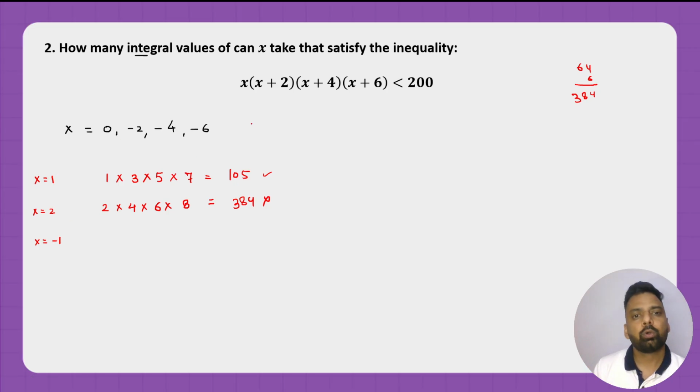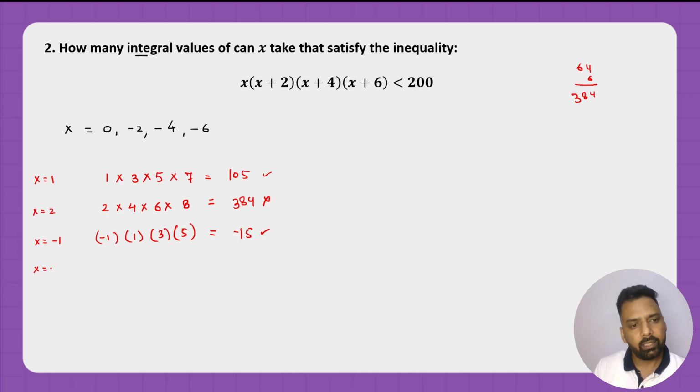Let's check. Let's put x is equal to minus 1. If I put x as minus 1, the product would be minus 1, minus 1 plus 2 will be 1, minus 1 plus 4 will be 3, minus 1 plus 6 will be 5, right? So 5 3s are 15 and it comes out to be minus 15, which is allowed, right? If I put x is equal to minus 1, so minus 1, minus 1 plus 2 is 1, minus 1 plus 4 is 3, minus 1 plus 6 is 5, so minus 15 is allowed.